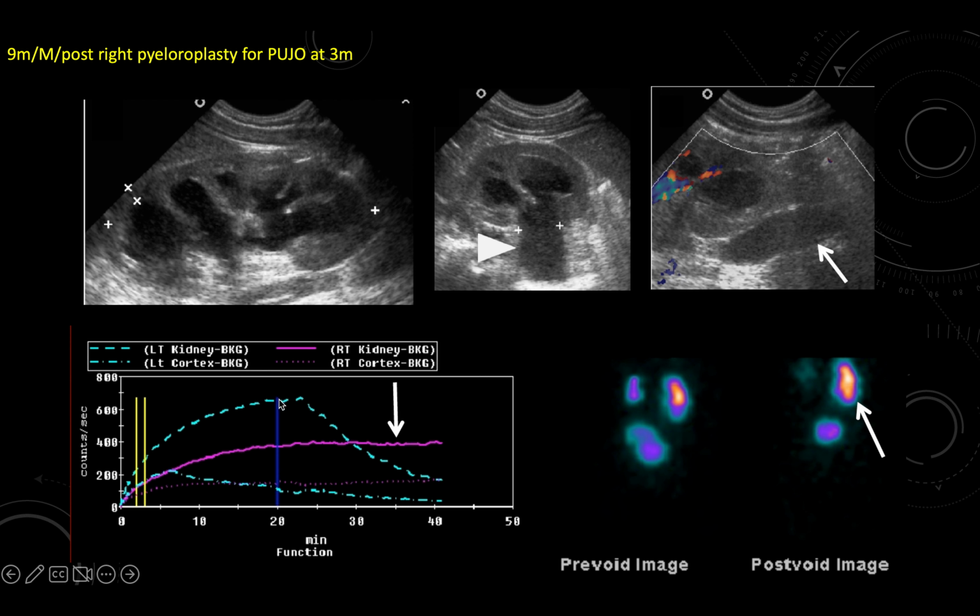Now, the MAG3 actually showed that there is poor excretion on the right side, and even post-void we still see no excretion in the right kidney. So we're thinking, is this a recurrent PUJ obstruction? But why is the distal ureter also dilated then?